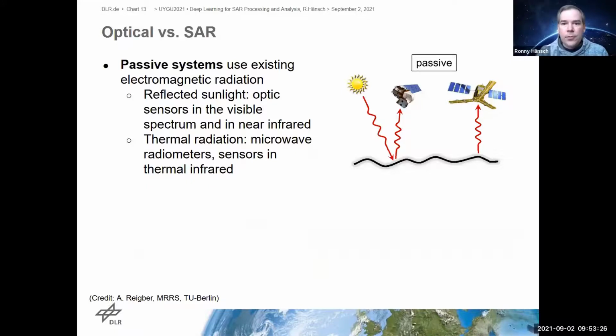So let's start with an optical system. Somehow the Zoom box is not going away. Okay, never mind. I hope it's not blocking anything for you.